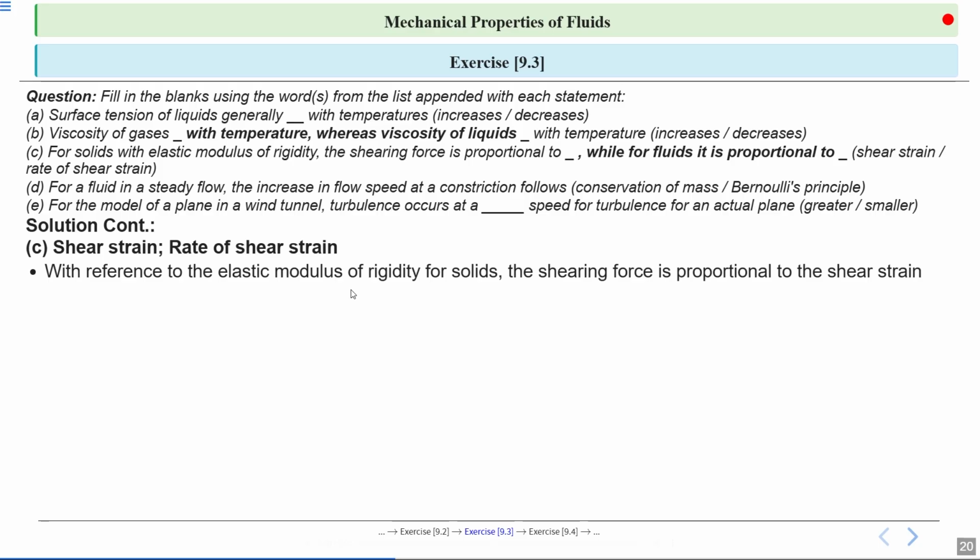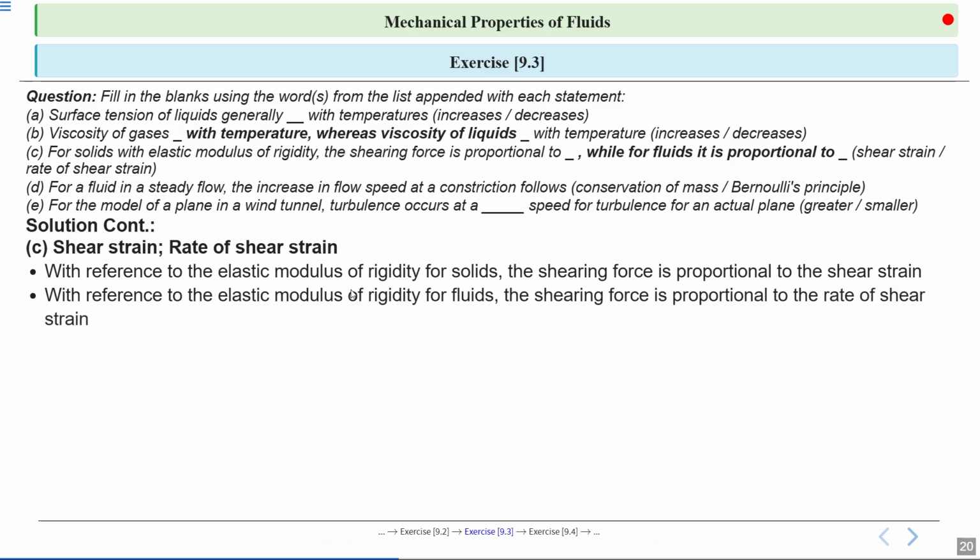With reference to the elastic modulus of rigidity, for solids, the shearing force is proportional to shearing strain. With reference to elastic modulus of rigidity, for fluids, the shearing force is proportional to the rate of shearing strain.